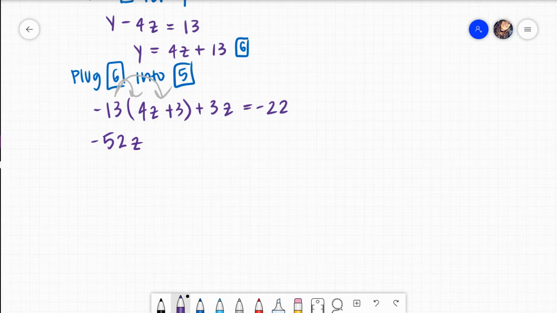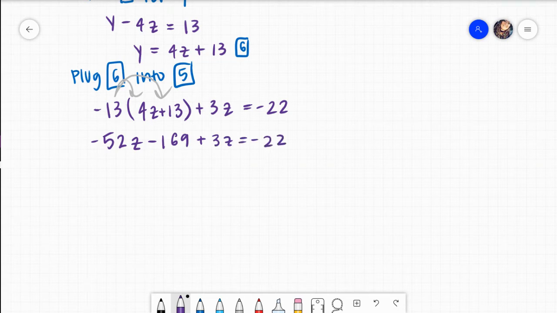I see it. Sorry. That expression, y'all, y is actually 4z plus 13. Thank you. Okay, so if you do the multiplication of 13 times 13, you get 169. Signs are different, so it's negative. I've got plus 3z equals negative 22.